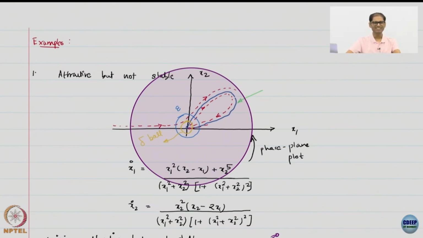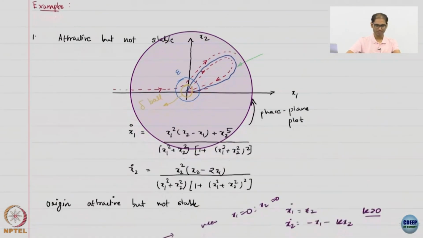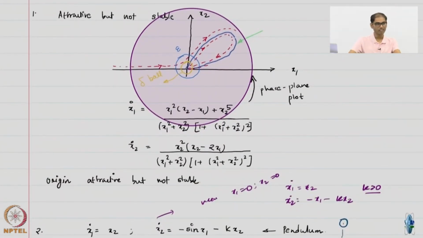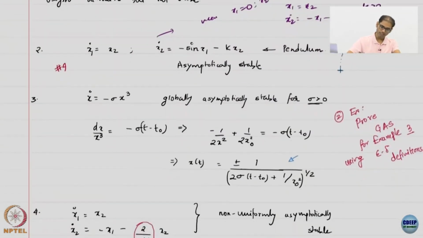So nonlinear systems have a very wide variety of behaviors. You cannot say that in general. Okay, all right. Any other questions?